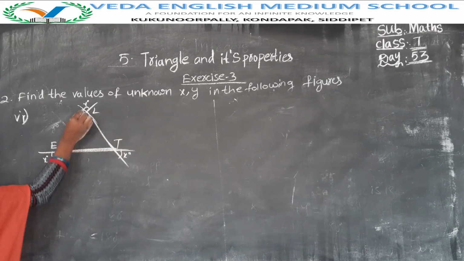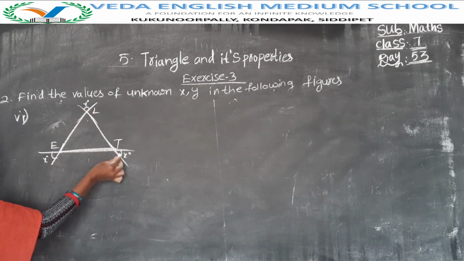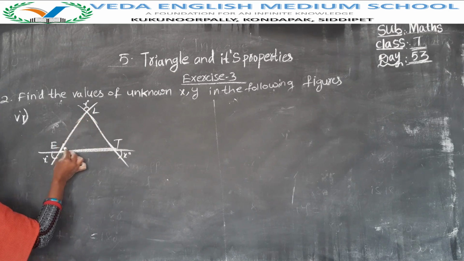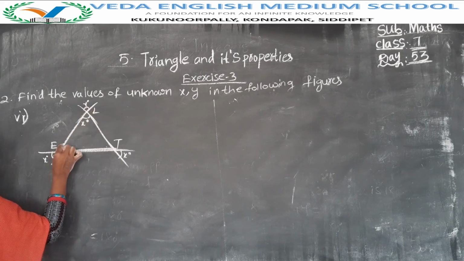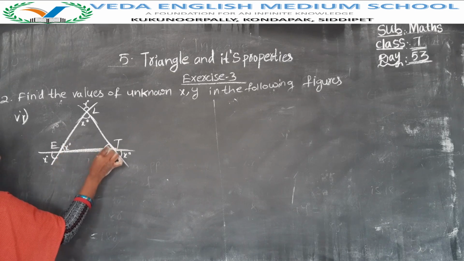Now see here, always vertically opposite angles are equal. It is opposite to this one, it is opposite to this one, it is opposite to this one. If it is x, it is also x.